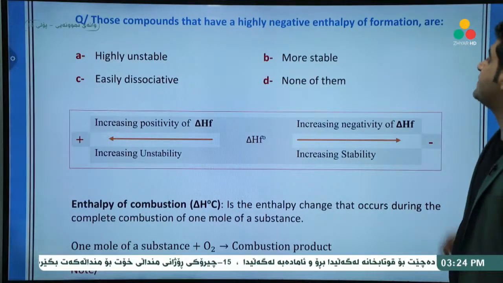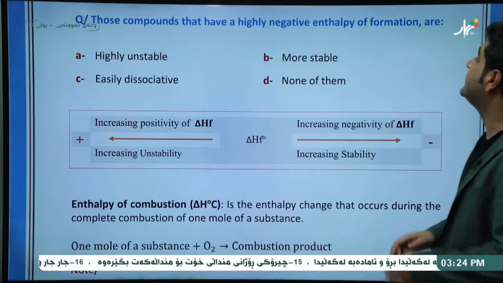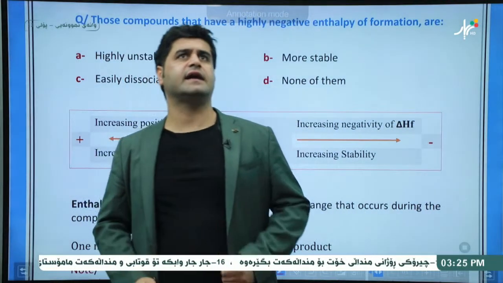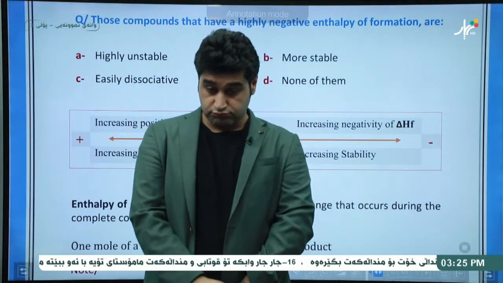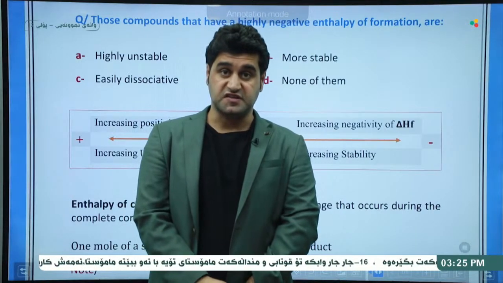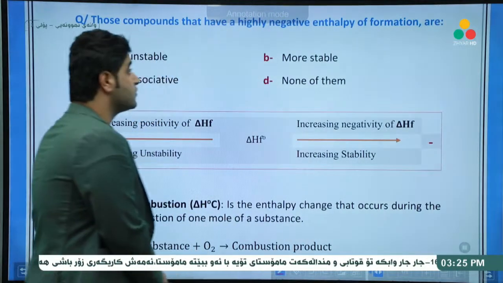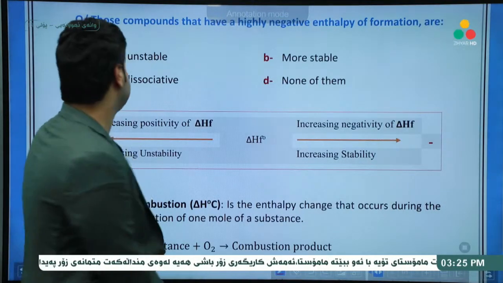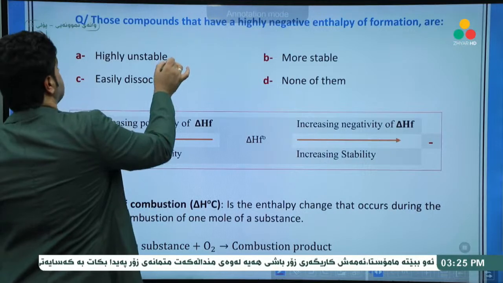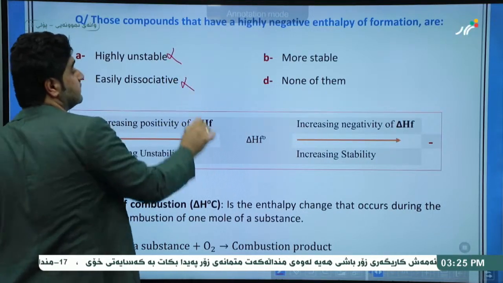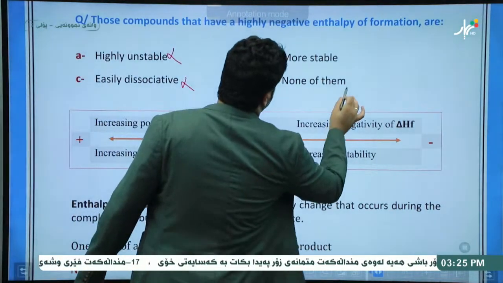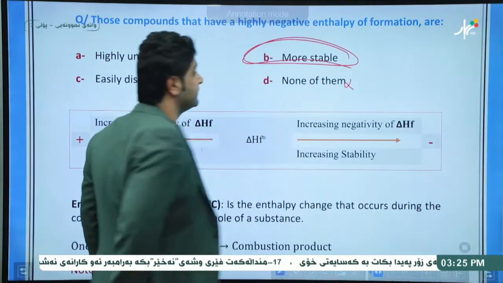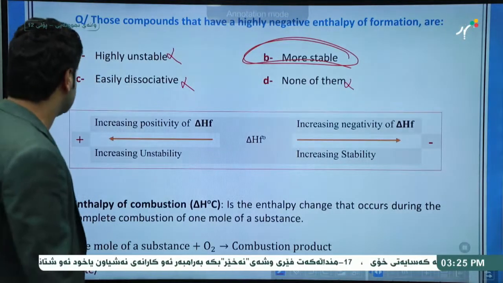Those compounds that have highly negative enthalpy of formation are okay. Highly negative enthalpy of formation, it must be very stable. So those compounds that have highly negative value of enthalpy, they are very stable. Highly unstable, no. Easily dissociative, no. More stable, or none of them. Of course, none of them is not correct because we have the right answer, which is B, more stable.